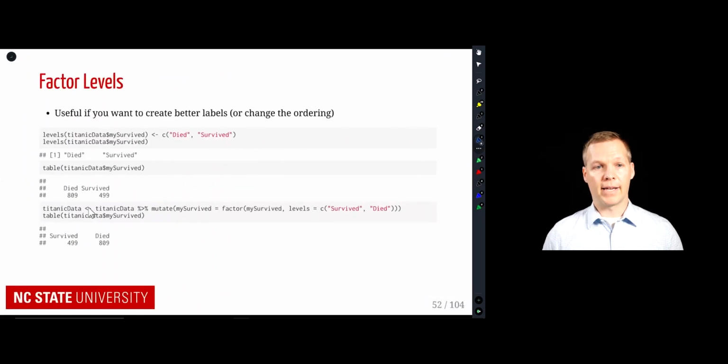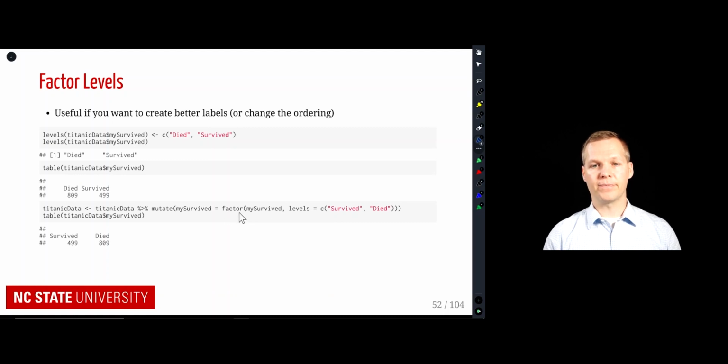Okay. Again, you can also change the ordering, which is quite nice. And so you can do that down here. So we're going to create that same variable. We're going to do mySurvived, but this time we're going to use the factor function rather than as.factor. As.factor lets R figure out how to assign the levels, but with factor, you can assign them yourself.